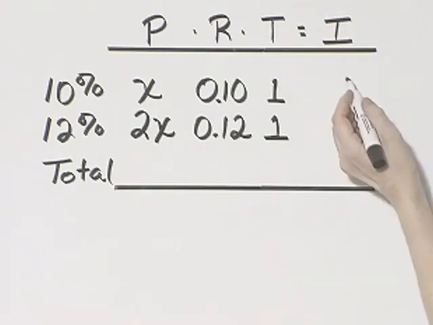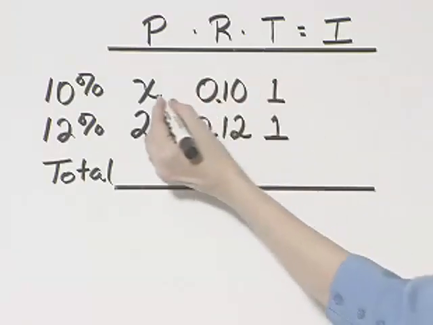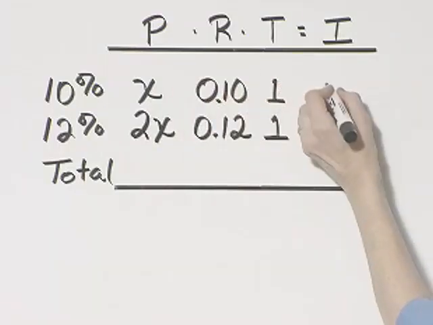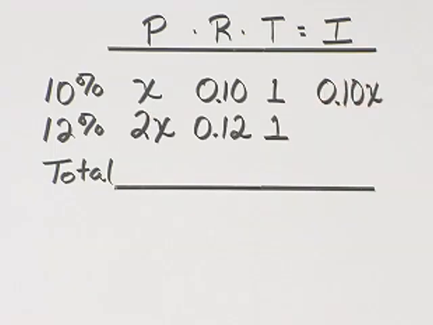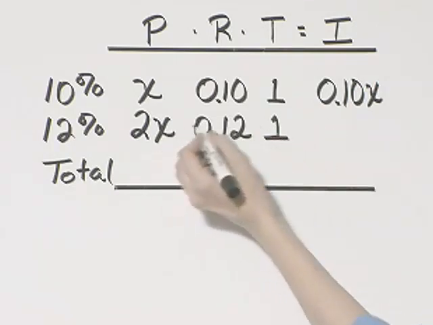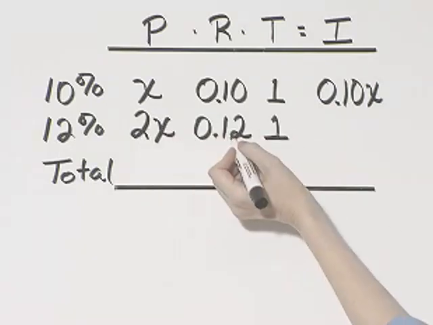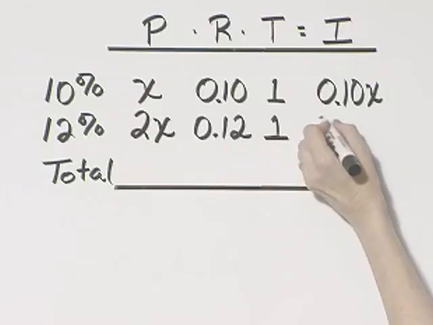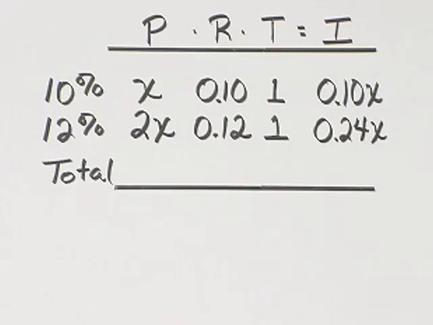And now let's write down what interest is for each of these investments. This interest is principal times rate times time, so I can express it as 10 hundredths times x. Same thing here. This interest is principal times rate times time, so I can multiply all of these. Now 2 times 12 hundredths is 24 hundredths, so that will be 24 hundredths x. That is the product. Do we have anything else in the problem that we're given that we haven't used yet?